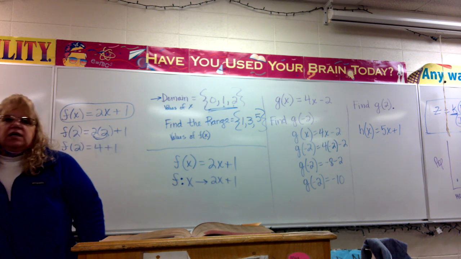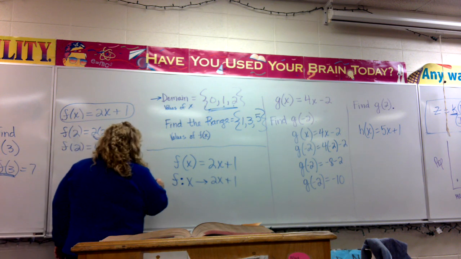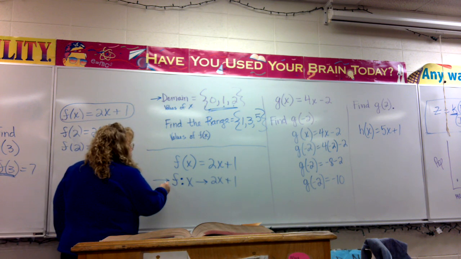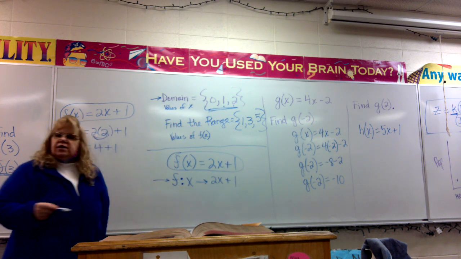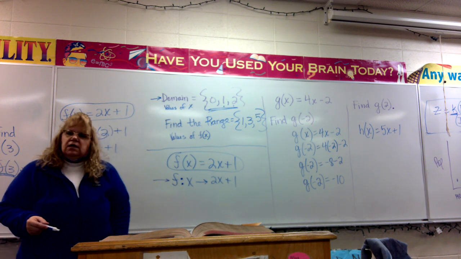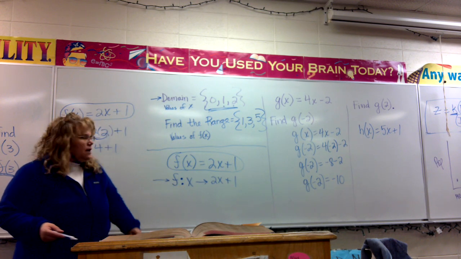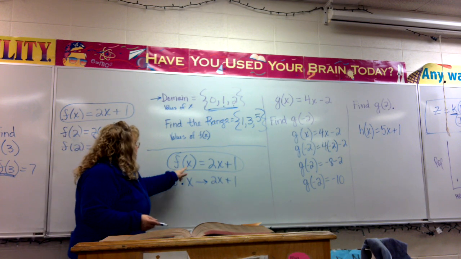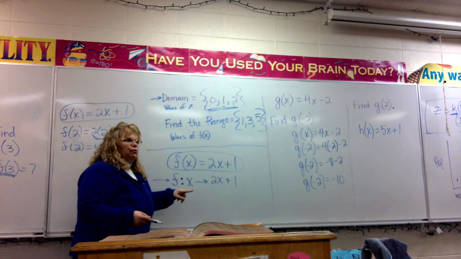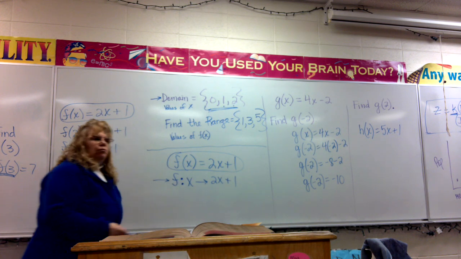I don't like it. So you know what I do? If they write it like this in the book, I automatically just rewrite it like this when I'm working on my paper. I don't like this. It doesn't make sense to me. I like this notation better. So the colon takes the place of the parentheses. The arrow takes the place of the equals.